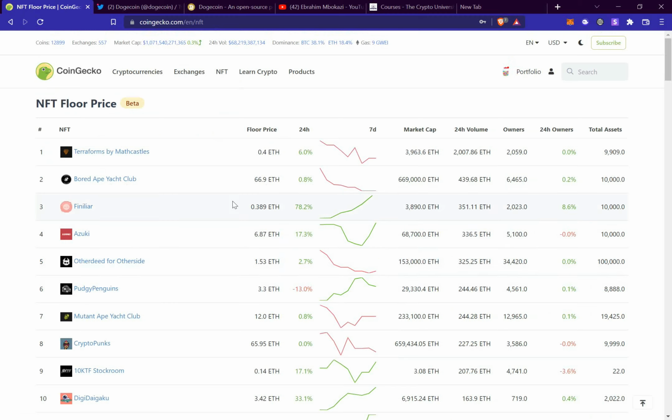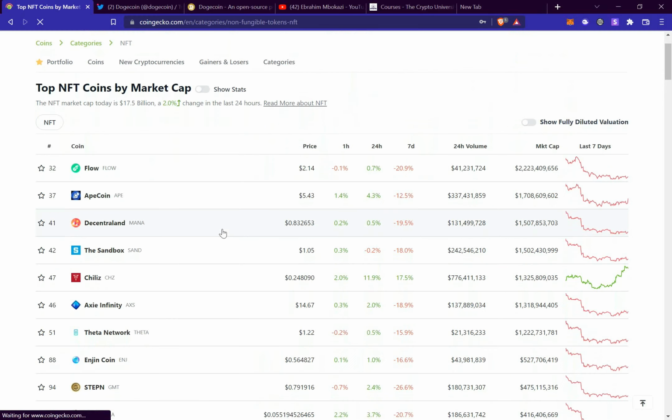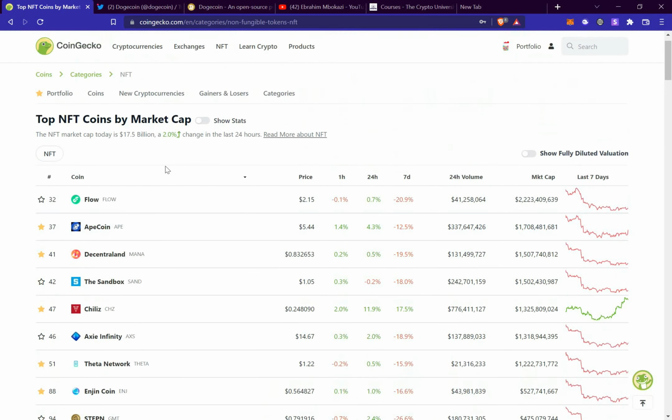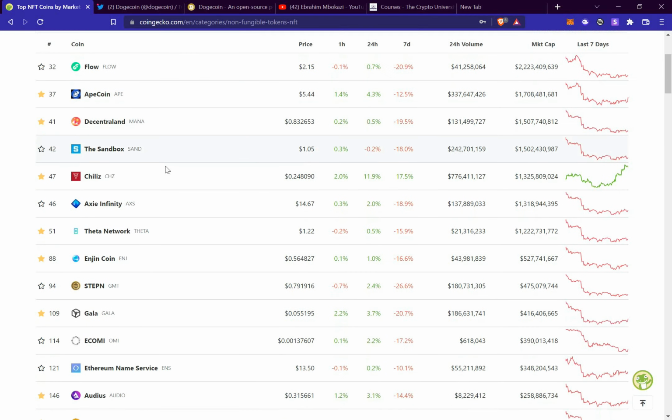Now, if you want to do some research on NFTs and you want to see how the NFT market is performing, you can go ahead and click right here on NFT. We can see the NFT floor prices, and then over here we can see NFT related coins. Let's just say you're hearing about a certain NFT project and you want to know more about it, and if it also has a token, you can go ahead and click here. These are all the coins basically that are NFT related, and you want to go ahead and check them out and purchase them if you want to.